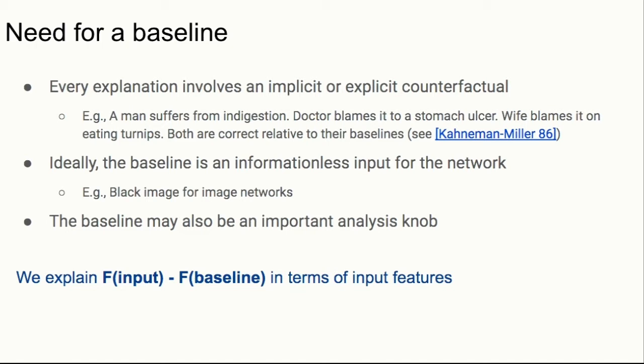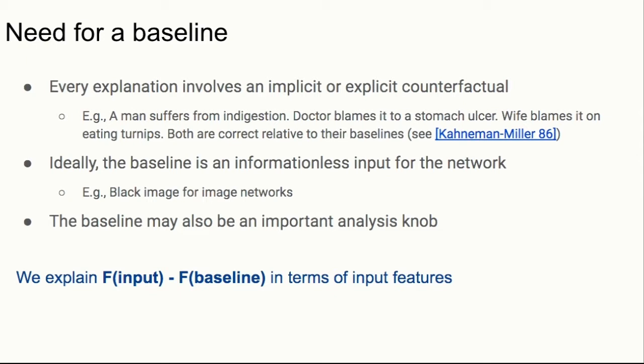So mathematically, what we are explaining is this diff. Can you explain what you mean by the second bullet, the baseline information? Oh, so suppose f of baseline is 0. If I'm assuming some sort of prediction from -1 to 1 and 0 is the neutral point, then this amounts to just explaining f of input. So you don't want to diff with respect to something else.